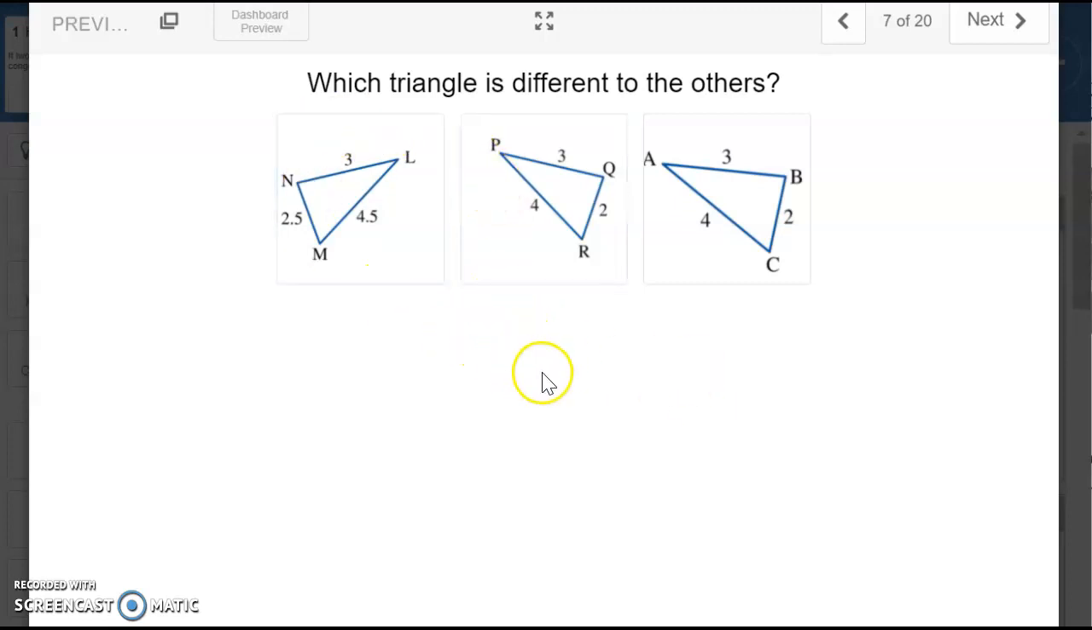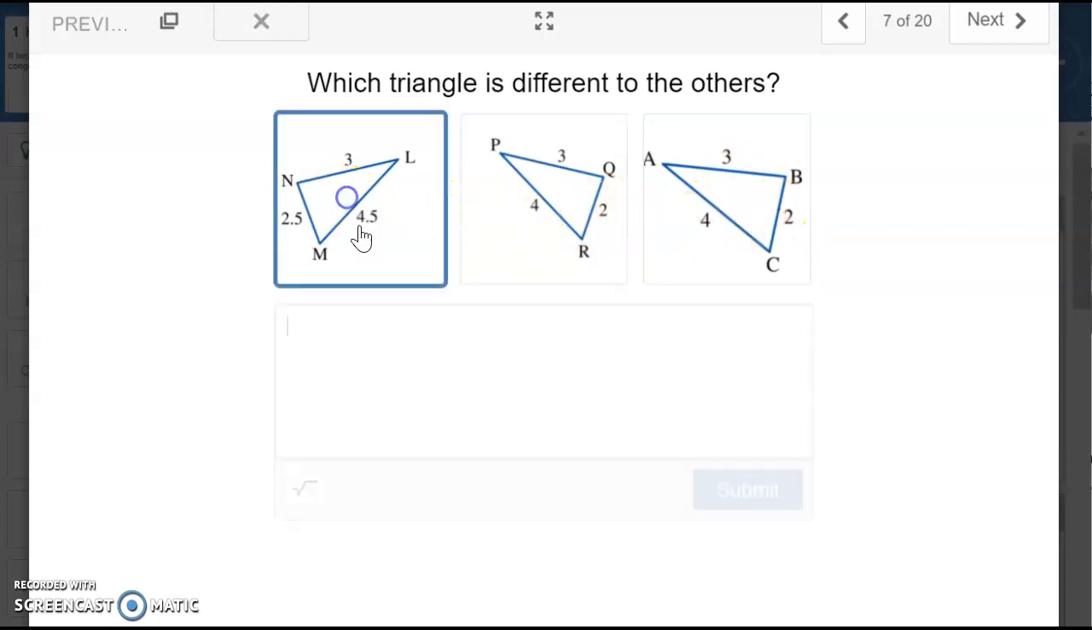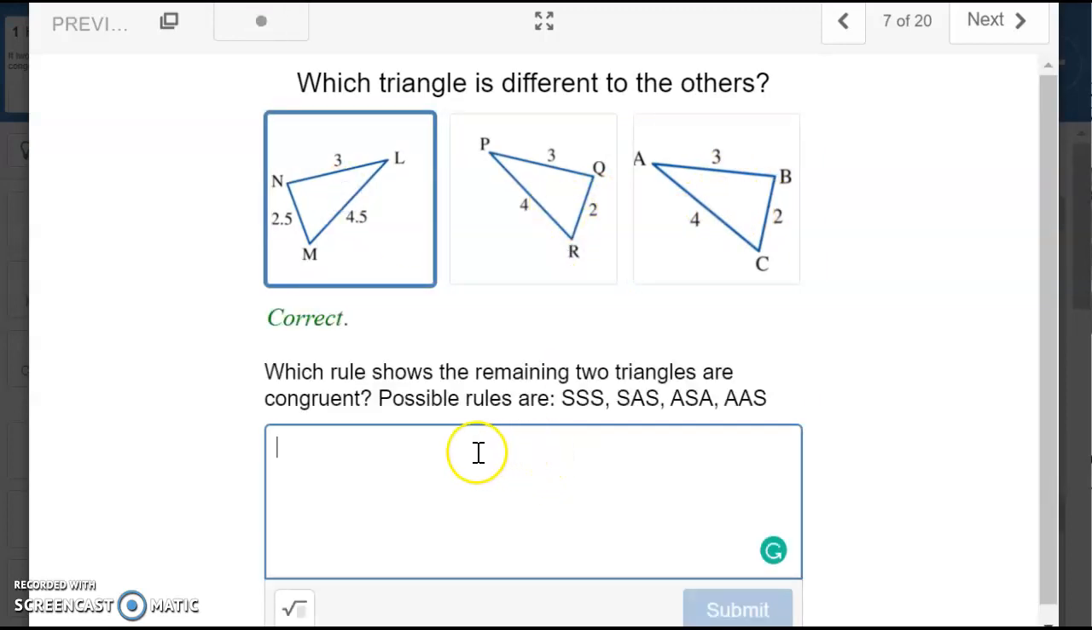Okay, which triangle is different to the others? Looking at this, this time we don't have notations, but we are given side lengths. We have 3, 4.5, and 2.5. We have 3, 2, and 4. Which triangle is different? Well, these two are congruent because we have 3, 2, 4, 3, 2, 4, but this one is way different, right?